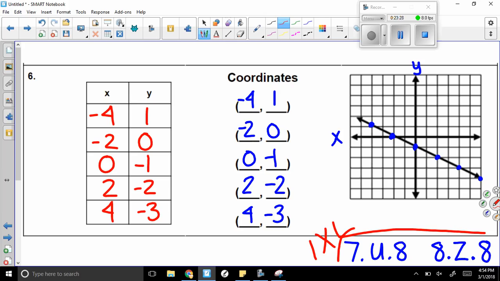Okay, now that you have the front and the back of the notes completed, you're going to want to keep these notes out, and you're going to want to go on to the practice on IXL. 7th grade U8 and 8th grade Z8 are the 2 practices that go with these note sheets.